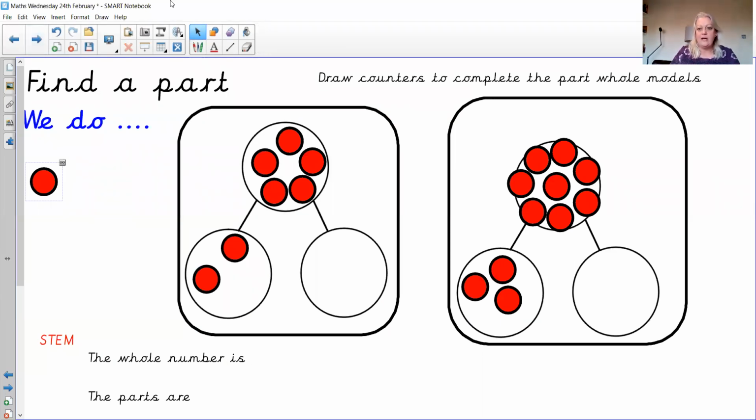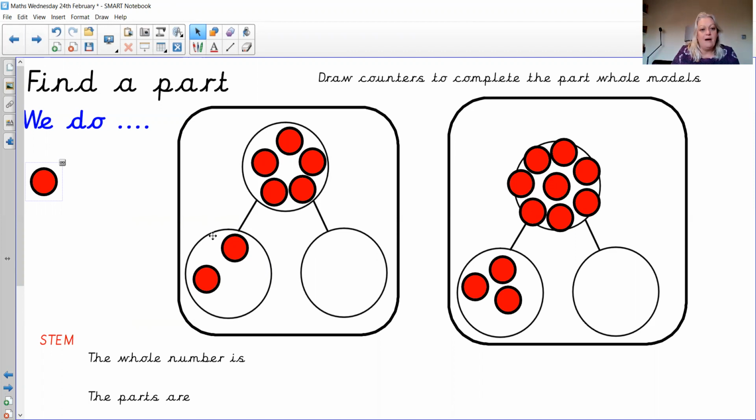Okay, so continuing with our part-whole models that we've been doing this week, we're going to be drawing counters to complete the part-whole models. So which one of these is our whole number in this model here? That's right. So our whole number is 5.